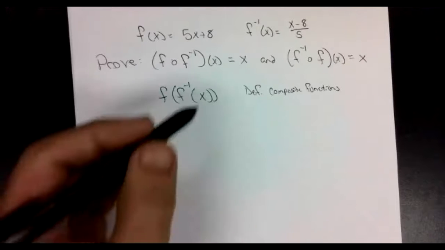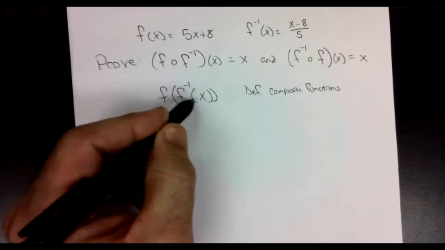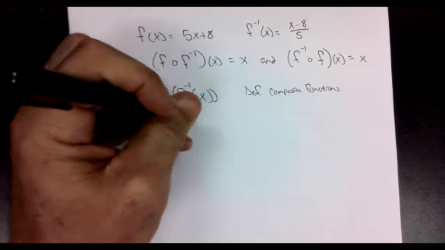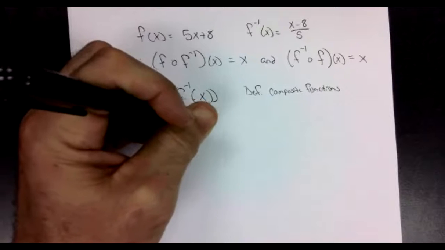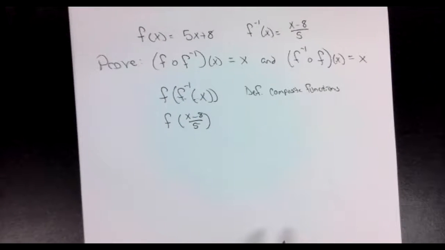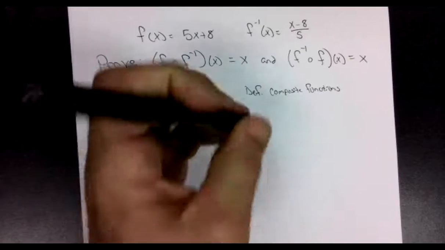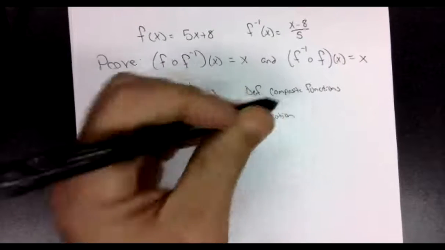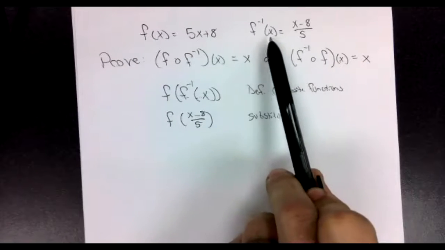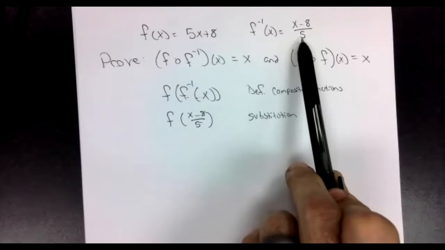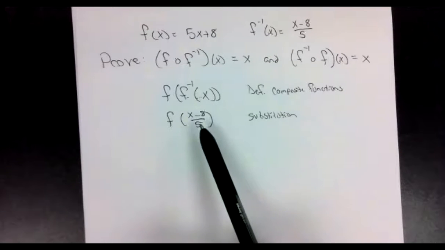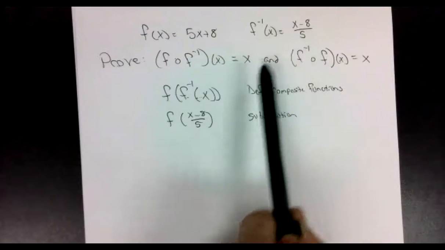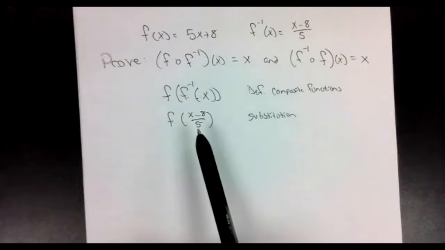Then what we're going to do is we're actually going to replace this f to the negative 1 of x with what it equals. Okay, we're basically going to just do substitution. Okay, f to the negative 1 of x is that x minus 8 over 5. So we're just plugging that in. So we know what the inverse of f of x is. We're just plugging that in.